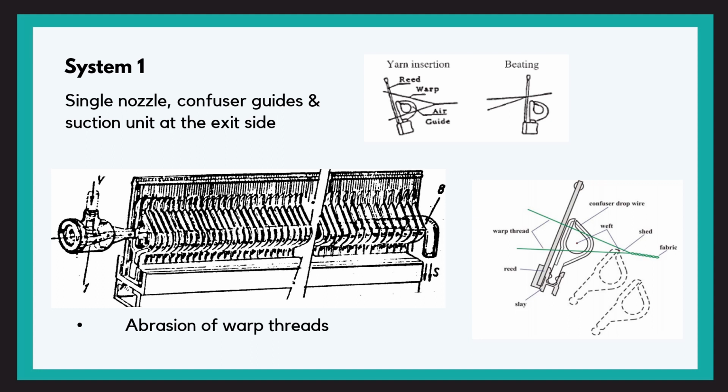Now when there is so much movement in every cycle, extra stress is added and it also causes abrasion in the warp threads. Another disadvantage is the absence of multiple nozzles, which makes it difficult to maintain the high air velocity across the width of the loom, and thus it limits the total maximum width of the loom.